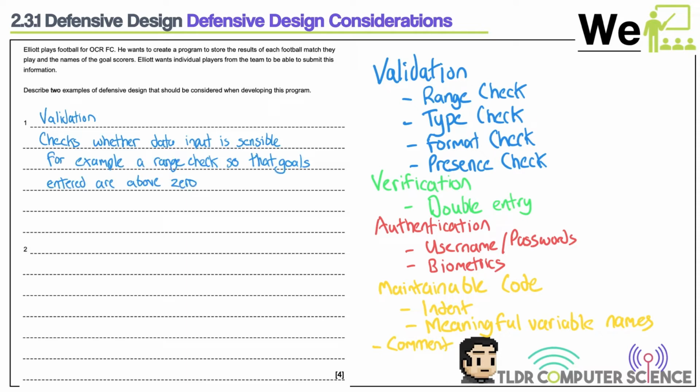Great. Well, what do I do for the next one? Well, I've got verification. I think that's a pretty strong one to go for. If you remember, this is when you're checking that the information has been entered correctly. What's an example of this? Well, for instance, it could be entering the name of the scorer twice and comparing. Great. On to the next one.